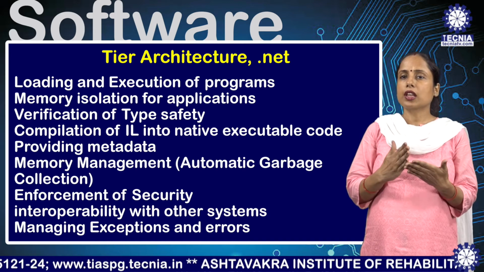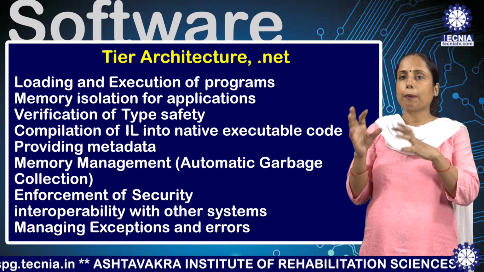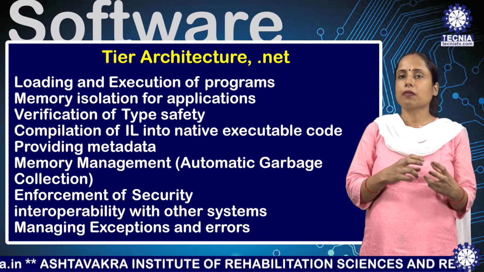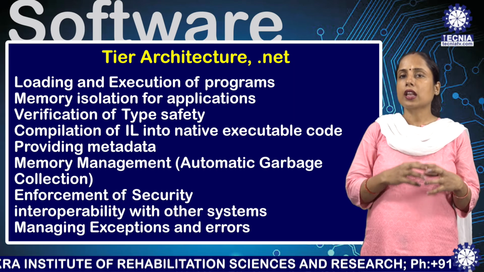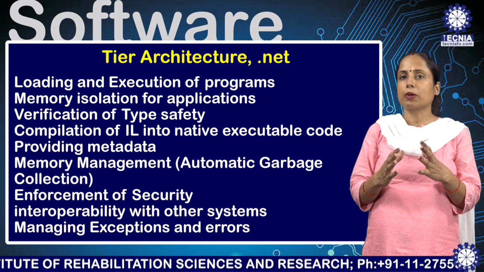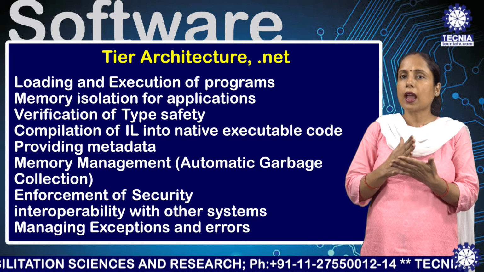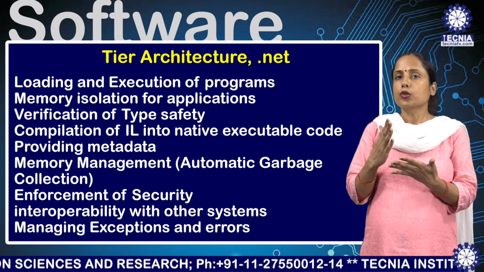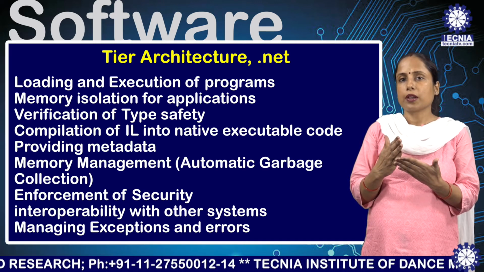Second is memory isolation for applications. Memory isolation of applications means every application, whether it is a web application or a window application, requires a separate amount of memory which is required to execute the application. So all the applications in CLR should be categorized as per their memory requirement.